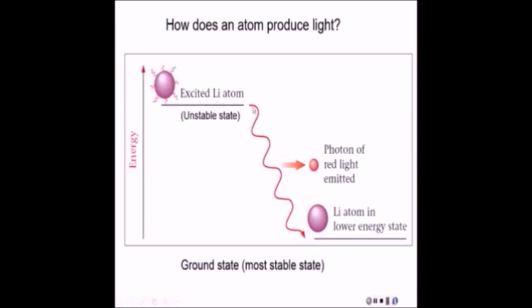The electron would then return to its original state, and as it did that, it would release a photon of light that would be equal in energy to the energy that was originally absorbed. So an atom produces light when electrons go from an excited state, which is a higher energy level, to a lower energy level. But the first thing you have to do is excite the atom.